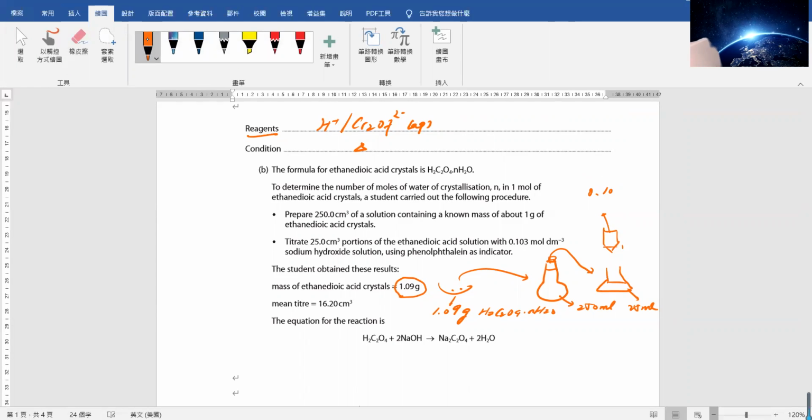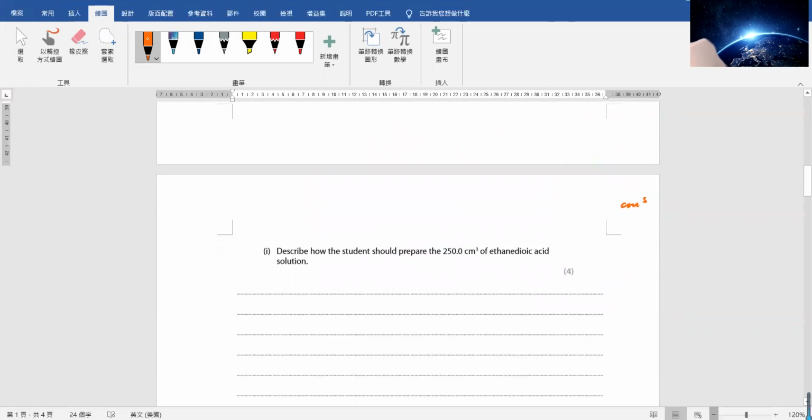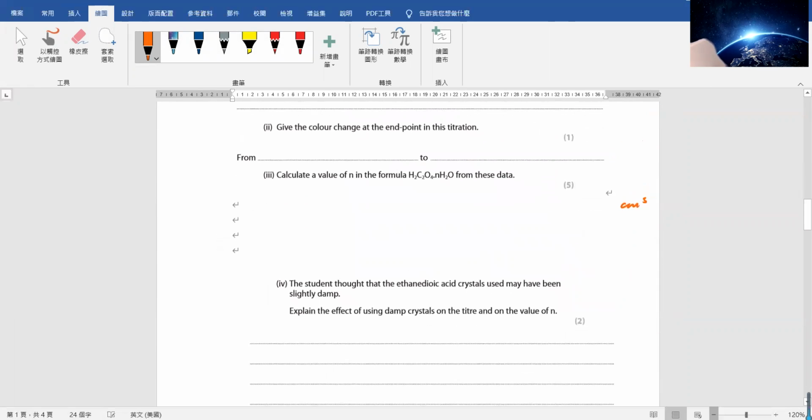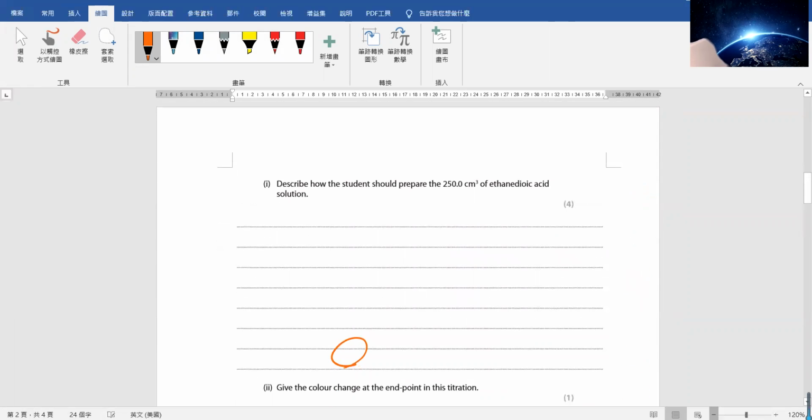By means of standard, you know its molarity. Its molarity given is 0.103, and then you use this amount at the end. I think the question should ask you to calculate the value of n. Yes, calculate the value of n. Now let's take a look first. Describe how students should prepare the solution.